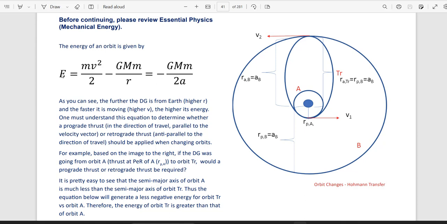Okay, so now you know where this equation comes from. Kinetic energy plus potential energy is equal to the energy of the orbit. So you see here that the energy of an orbit is negative, unless this is equal to this, and then it becomes zero. So if the energy is zero, that means it is an open orbit.